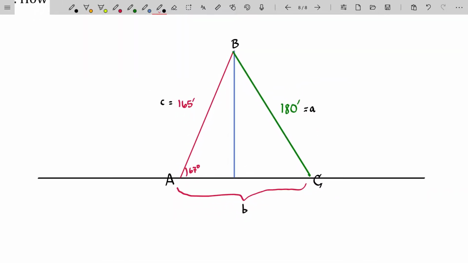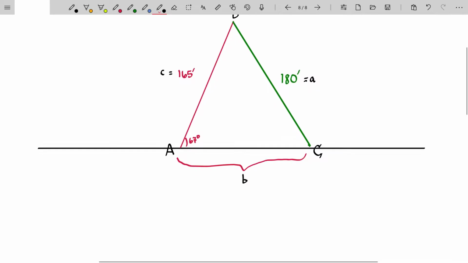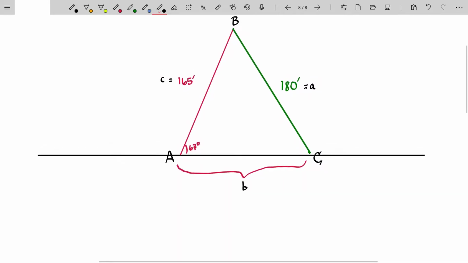Again, you could do this total problem with right triangle trig, but that's a rarity. That's just something I'm letting you know you could have done, but we're not going to assume that for right now. Let's just go ahead and do law of sines.